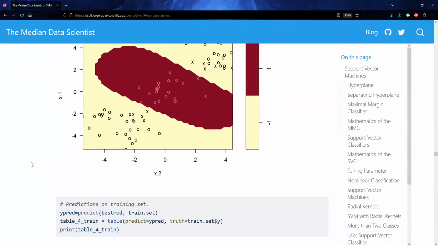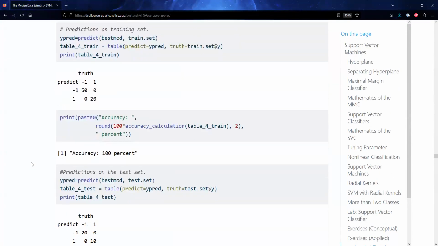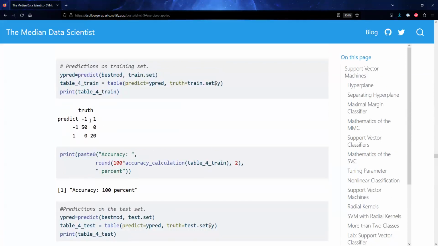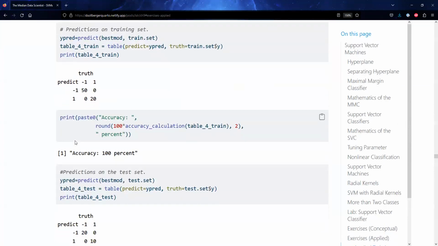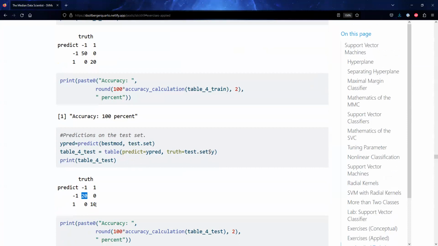But whoops, I spoke too soon. This time around, with the radial kernels, we do see that everything was classified correctly in the training set and also classified correctly in the testing set.